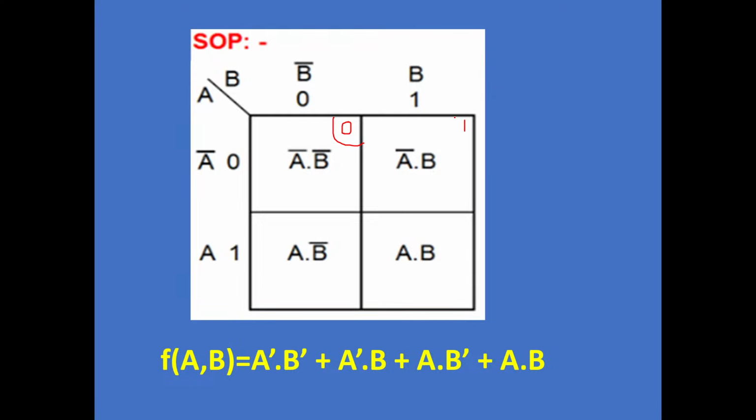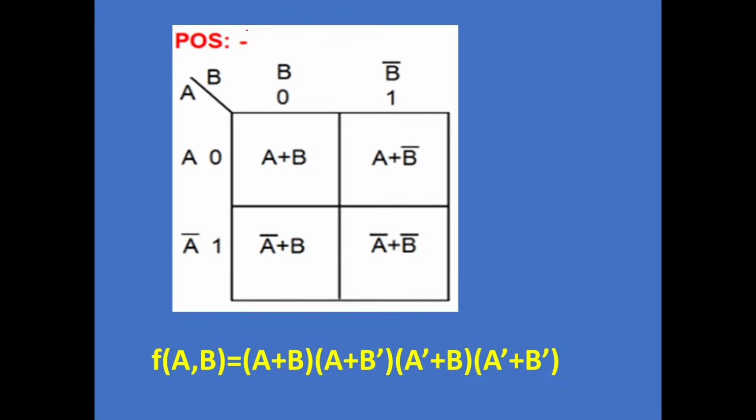Next 1, 2. So numbering should start from 0. A K-map can be drawn in two forms, in SOP form and POS form. SOP means sum of the products form, and POS, that is product of the sum.